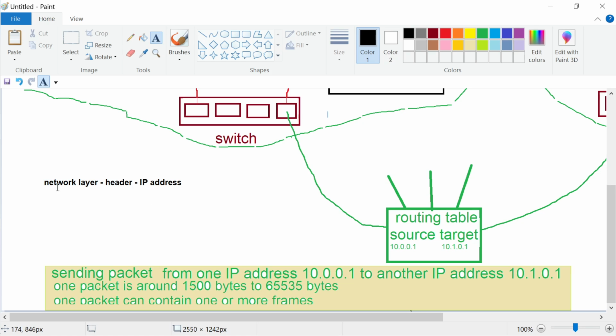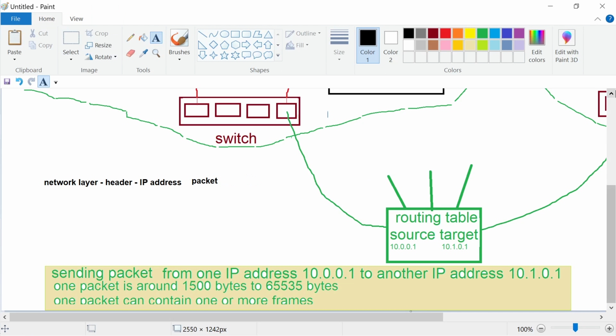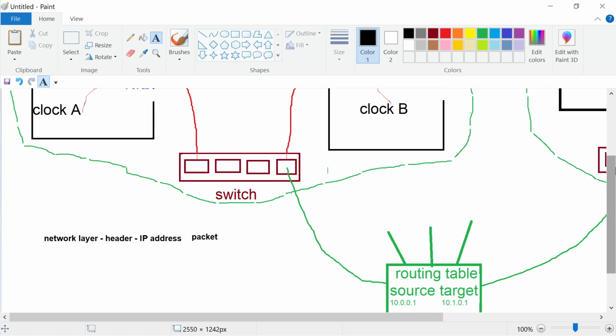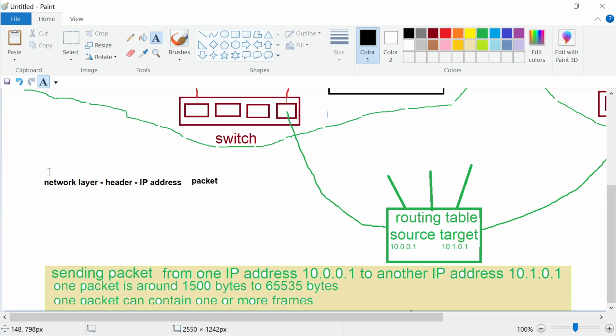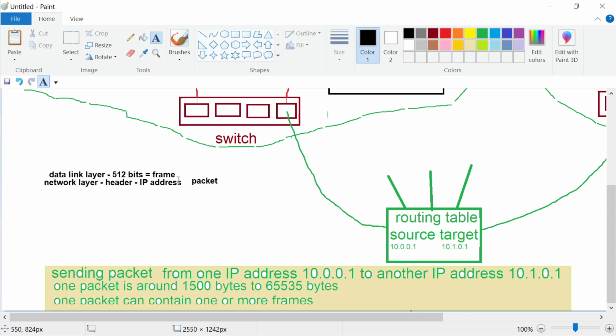But also the network layer, when it packs the information, that whole set of data is called a packet. So the data that is packed at the data link layer, that one set of 512 bits, what is it called? It is called a frame. This 512 bits definitely contains a MAC address, but that entire set of bits is called one frame.